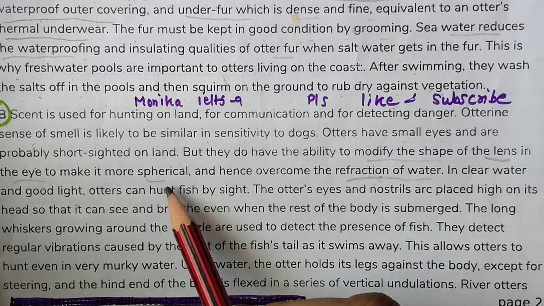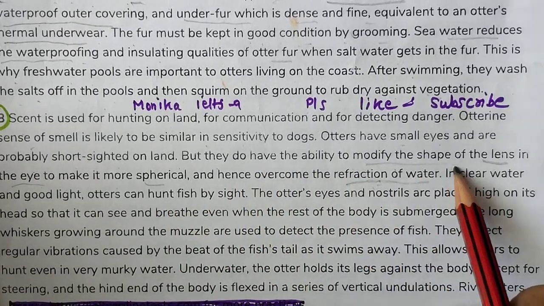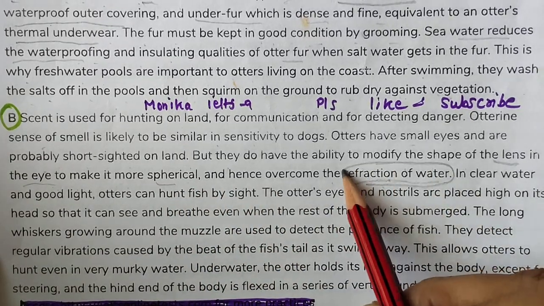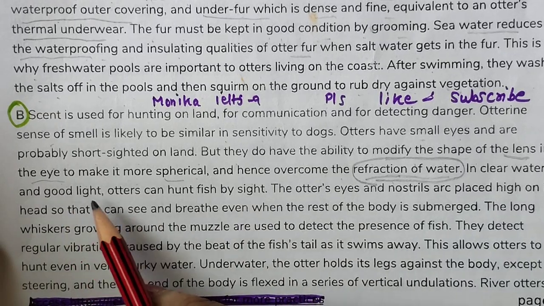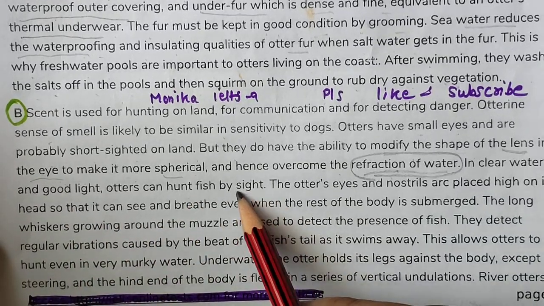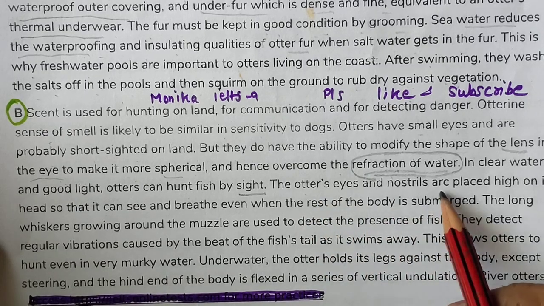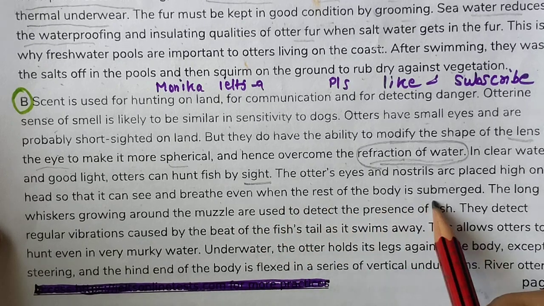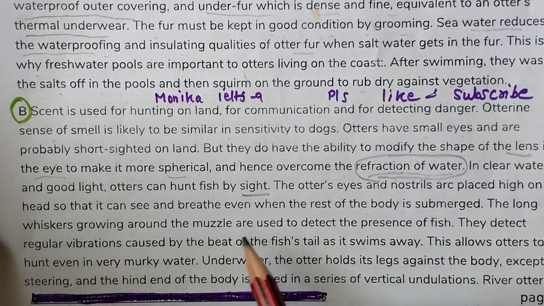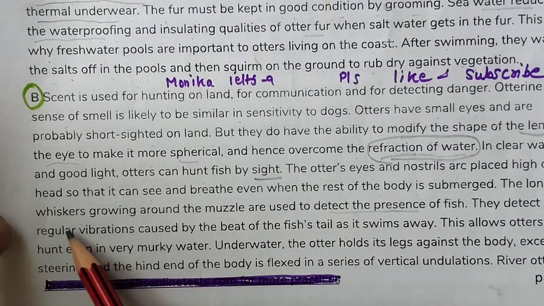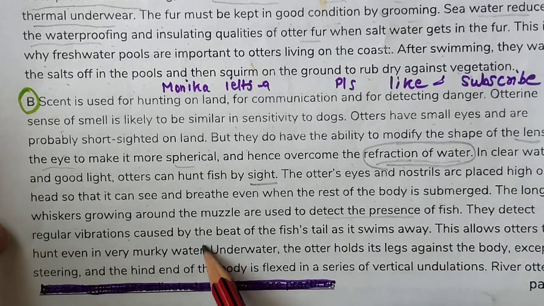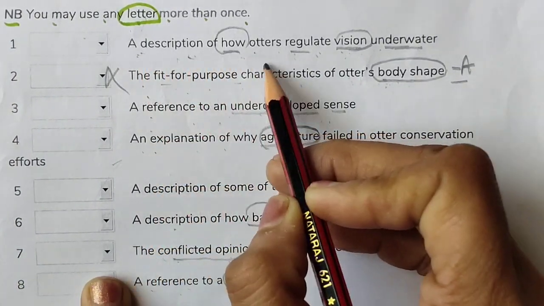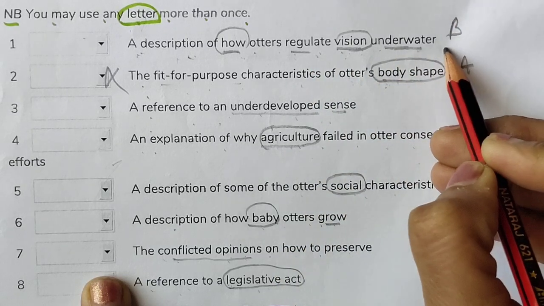Okay, let's read it thoroughly. But they have the ability to modify the shape of the lens to make it more spherical, hence overcome the refraction of water. In clean water and good light, otters can hunt fish by sight. The otter's eyes and nostrils are placed high on its head, and it can see and breathe even when the rest of the body is submerged. The long whiskers growing on the muzzle detect regular vibrations caused. Okay, but first we can just put it for description of how otters regulate vision. This we can put with B.